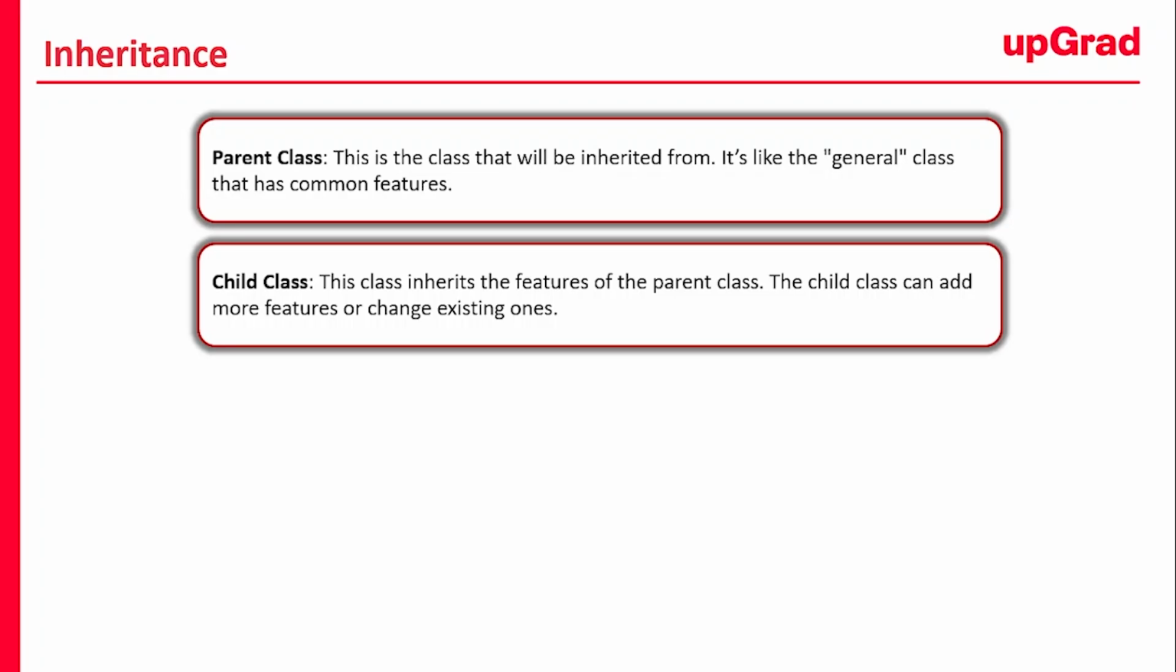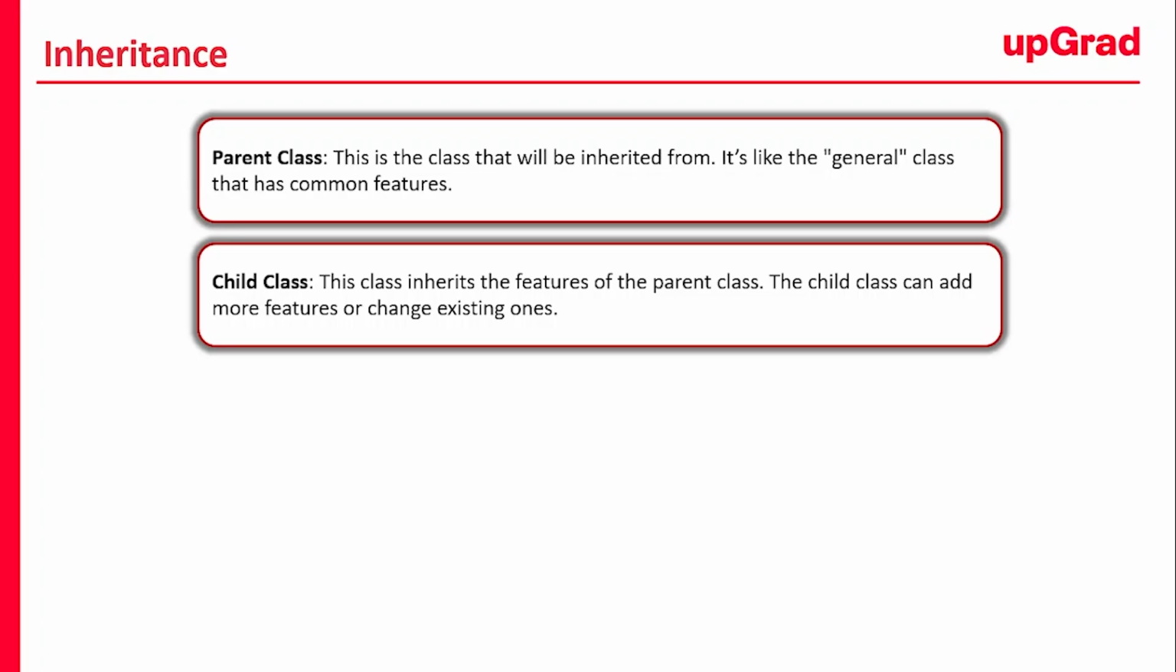For example, you're a child of your parent. Now you inherit the scooty or car from your parents, right? But you can also buy your own scooty or bikes or cars. So that property is yours and your parent's property is also yours. So that's what we are talking about right now. The child class is inheriting the properties of its parent class, plus the child class can add more properties and features or change the existing ones.